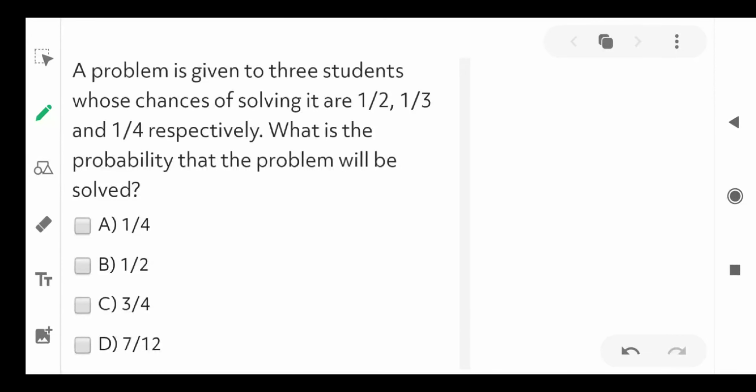Friends, now this is a problem from probability. A problem is given to three students whose chances of solving it are 1 by 2, 1 by 3 and 1 by 4 respectively. What is the probability that the problem will be solved?